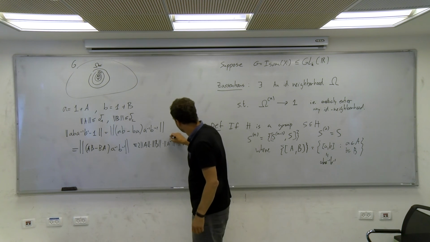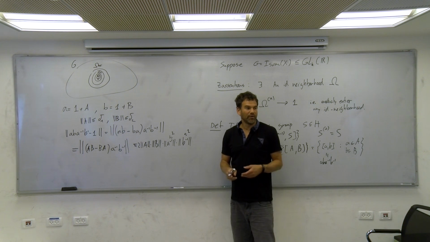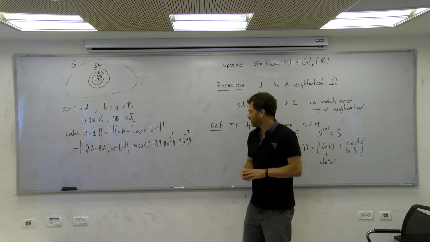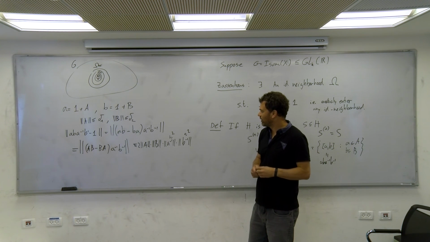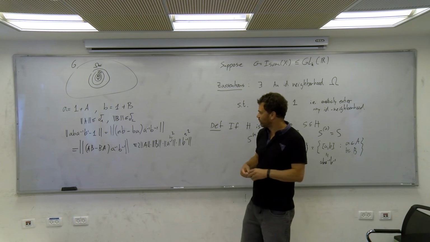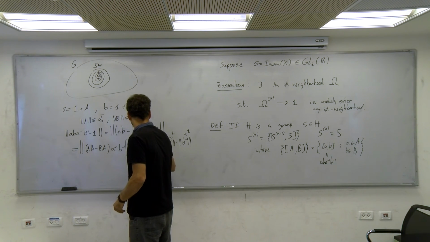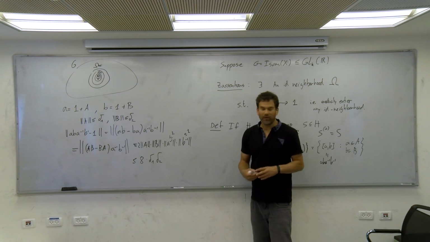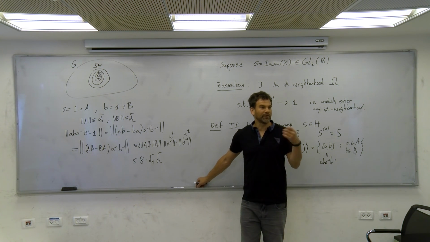And I can assume that this is less than 2 and this is less than 2, because if the norm is close to 1, then your inverse is also close to 1; taking the inverse is continuous. So we have this, which is smaller than 8 delta 1 delta 2. So you see, if both of them were delta close, now you are delta square close.